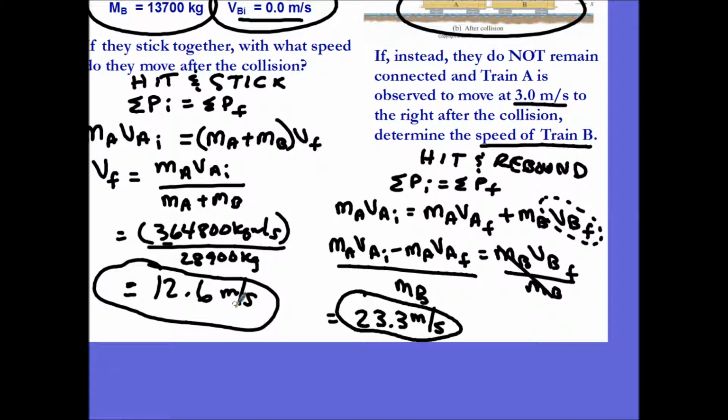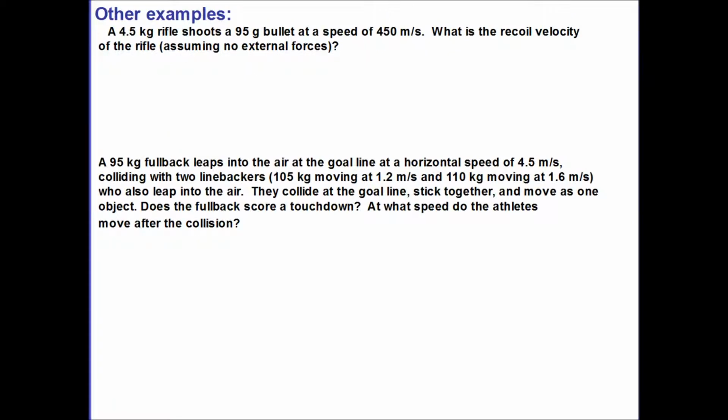Here, only B was moving at that speed. The other one, train A, was moving at 3 meters per second. But when I add them all together, what I get is total momentum stays the same before and after. Let's do a couple more.